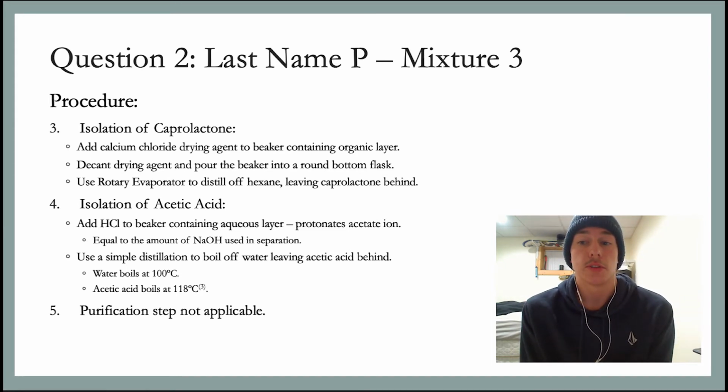Next, we use a simple distillation to boil off the water, leaving the acetic acid behind. Water boils at 100 degrees Celsius and acetic acid boils at 118 degrees Celsius. So the water will boil off first, leaving the acetic acid behind. This won't necessarily be pure, but a purification step is not necessary for this question, so this will be the end of the isolation of our compounds.